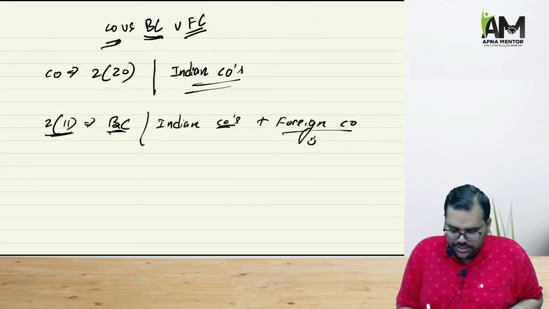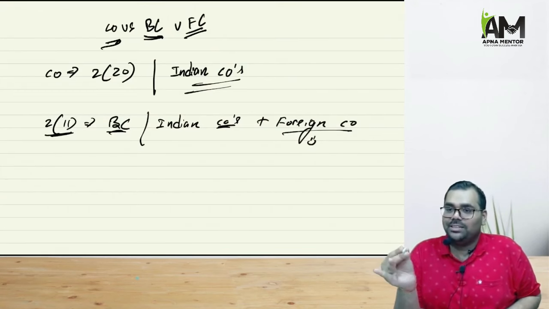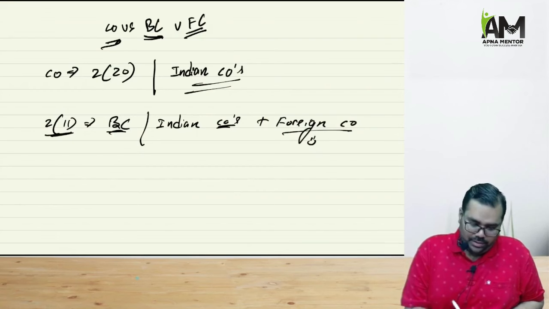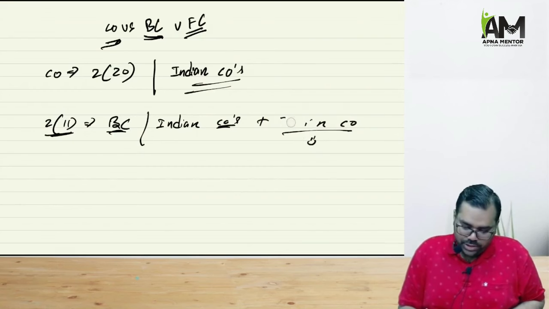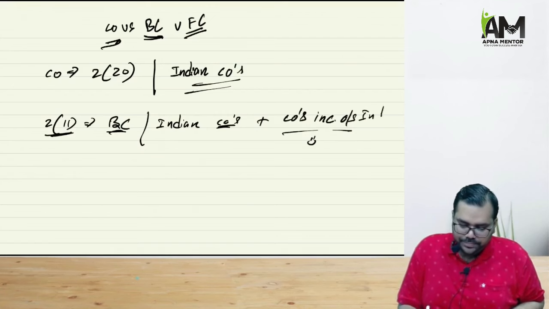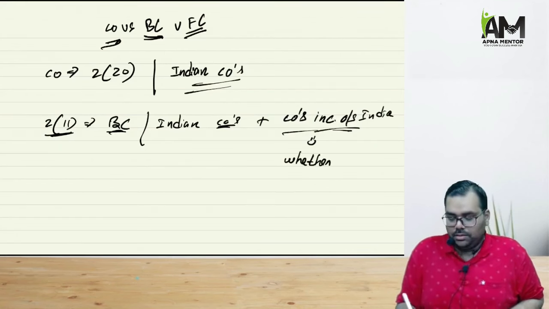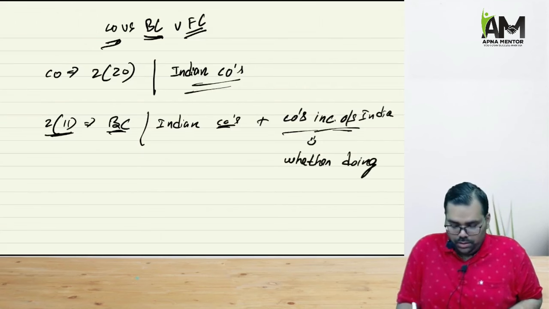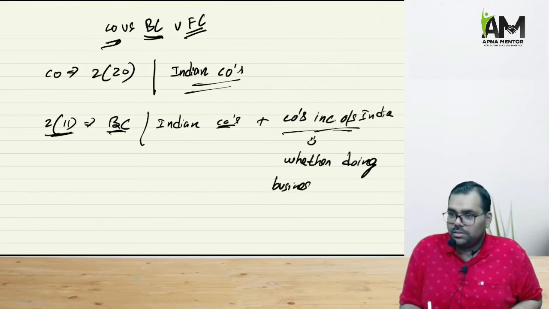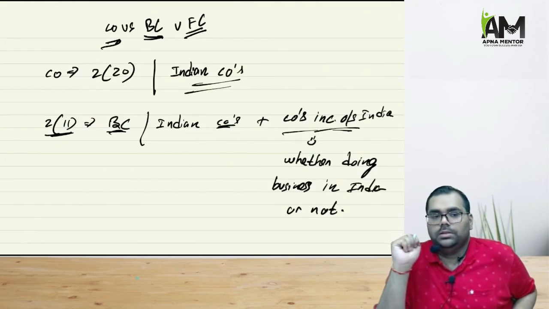Actually, using the word foreign companies here will be wrong, because if we use the word foreign company, that will come under section 2 clause 42. So the appropriate usage of words will be companies incorporated outside India, whether doing business in India or not. Clear?